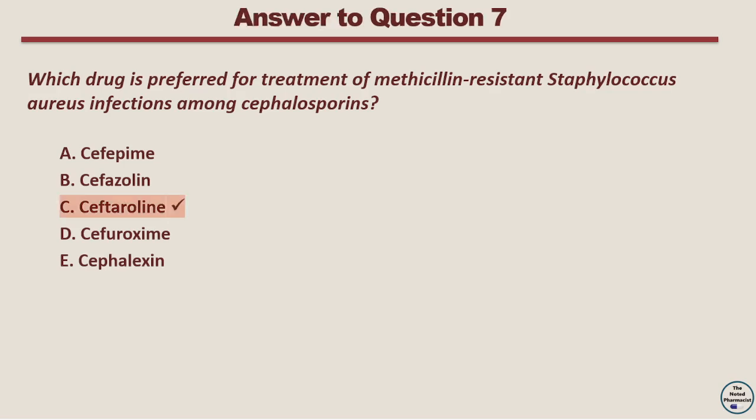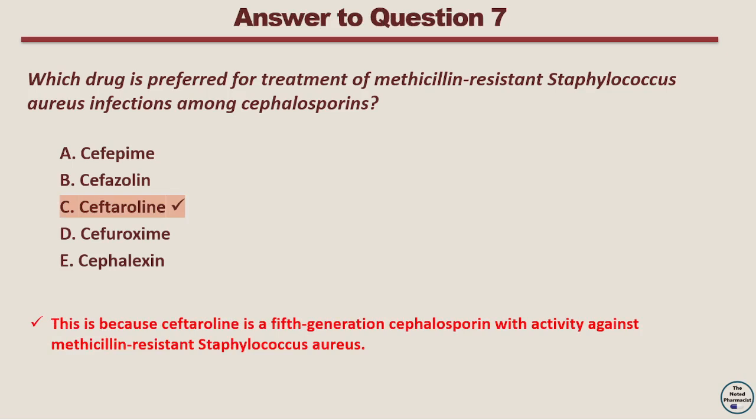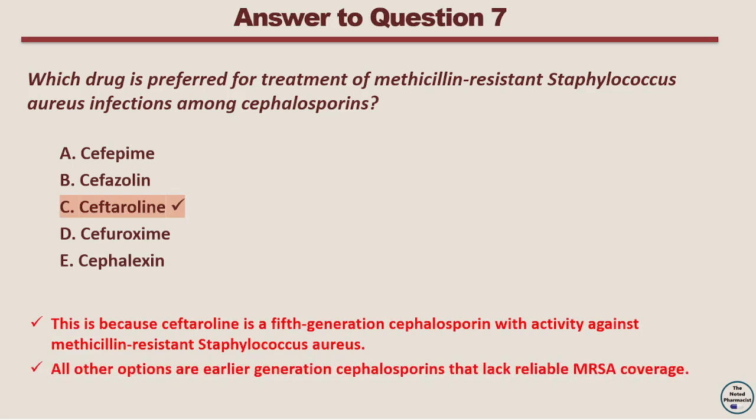The correct answer is option C. Ceftaroline. This is because ceftaroline is a fifth-generation cephalosporin with activity against methicillin-resistant Staphylococcus aureus. All other options are earlier-generation cephalosporins that lack reliable MRSA coverage.